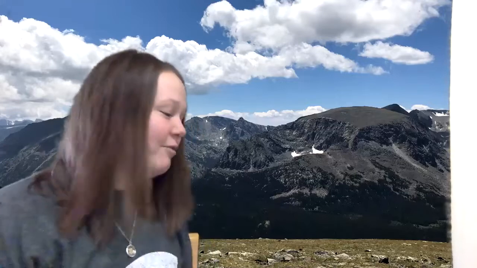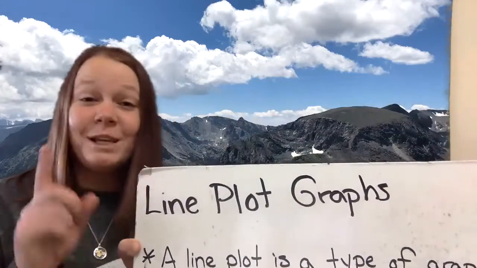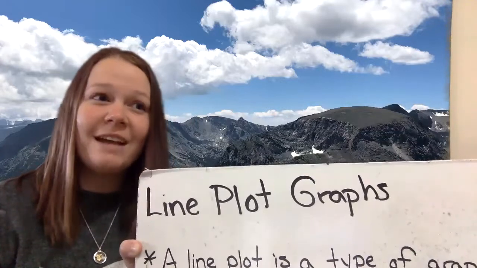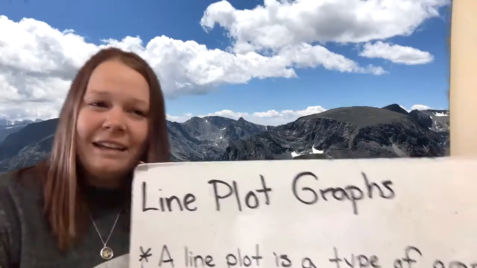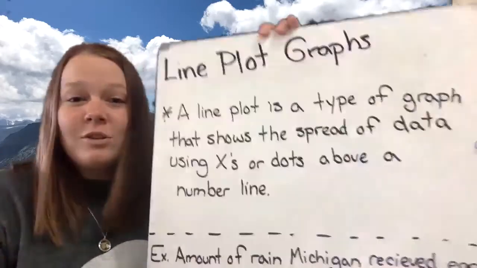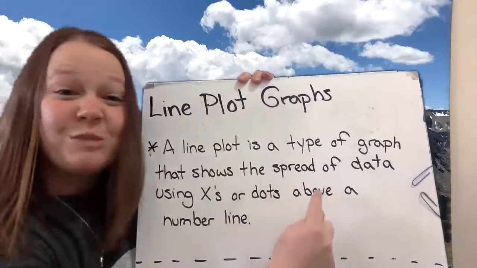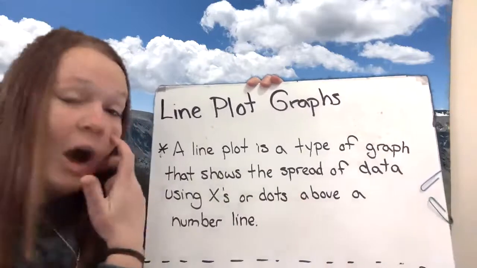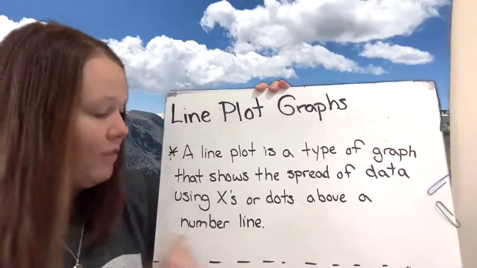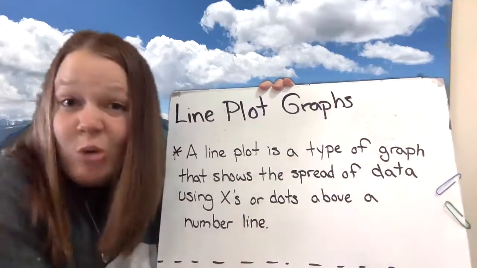So today we're going to be talking about a certain type of graph, which is called a line plot graph. I know many of you have used them because I taught you some back in second grade, but it's always a good time to review and deepen our knowledge of them. A line plot graph is a type of graph that shows the spread of data using X's or dots above a number line. So it involves a number line, it involves X's and dots, and it's a certain type of graph to show data.